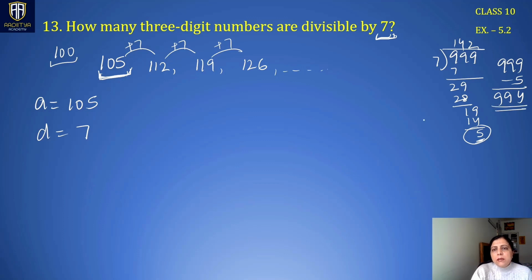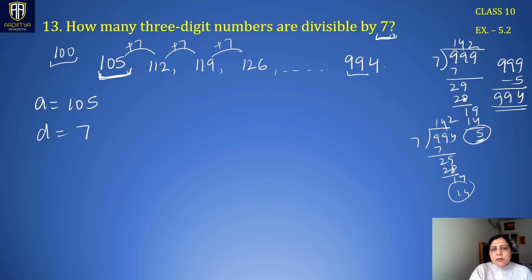994 will be divisible by 7. You can check. 994 is divisible by 7. 7 ones are 7, 29. 7 fours are 28, 14. 7 twos are 14. So the last 3-digit number which is a multiple of 7 will be 994.